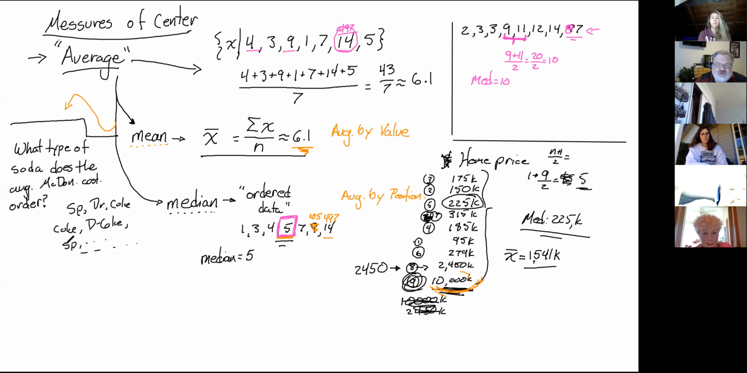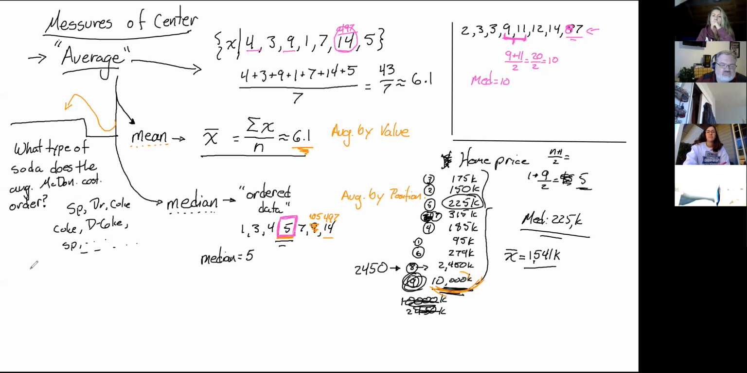What do you think we could use to say what the average is when we can't add them up or order them? What other tool might we use to say, hey, this is the one we're going to call average? Any thoughts?